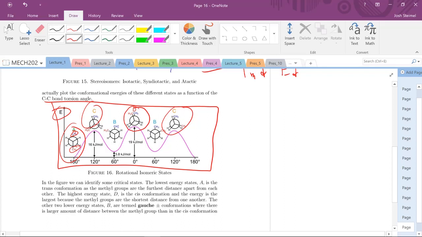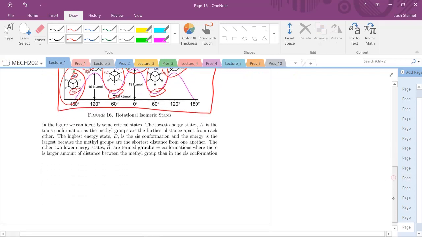Now there are these lower states that we call the gauche plus and gauche minus states in B, where they're not as far apart as in the full trans conformation, but they're farther apart than in C. So again, you see this lower energy state.